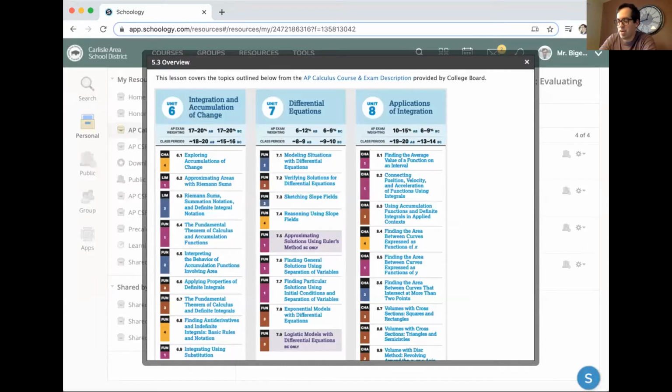Hey, Calc BC, today we are going to learn 5.3, evaluating improper integrals. This is our third lesson in Unit 5. And as a reminder, this whole unit is advanced integration techniques for BC only. And we are coming from Units 6 and 8 of the College Board's description for our course.